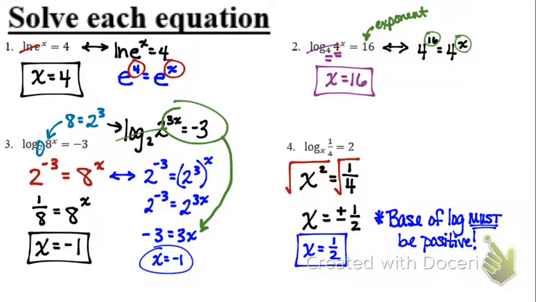Is there any other part of a logarithm that has to be positive? The argument. The base must be positive. The argument must also be positive. All right, let's do the last 2 on this page, and then we'll flip over and look at the back.